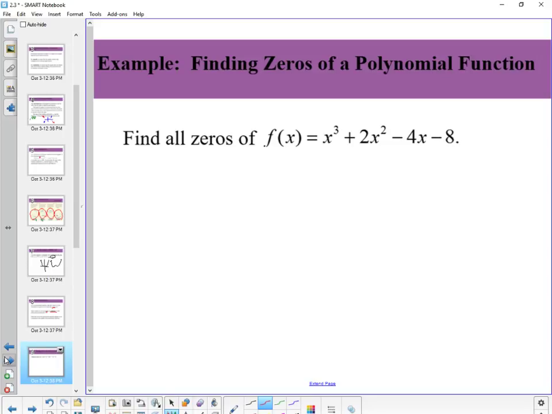Find all the zeros. Okay, so now we've got to go and find some zeros. That means that I want my equation to equal 0. Any ideas on how we can do this? Factor. Yeah, we can factor this. More specifically, because I do have 3 terms, I'm going to factor by grouping. Cool? I'm going to group those. I just wrote the first 2.